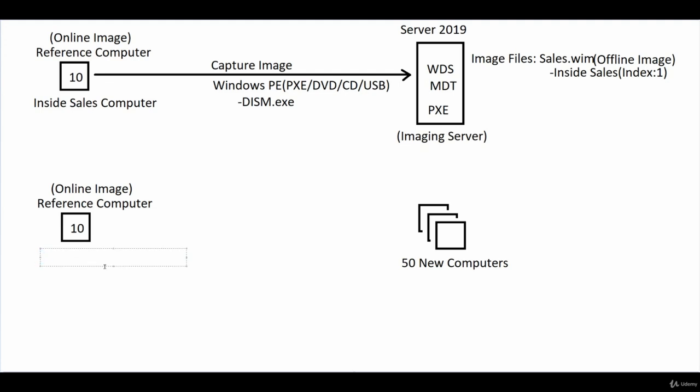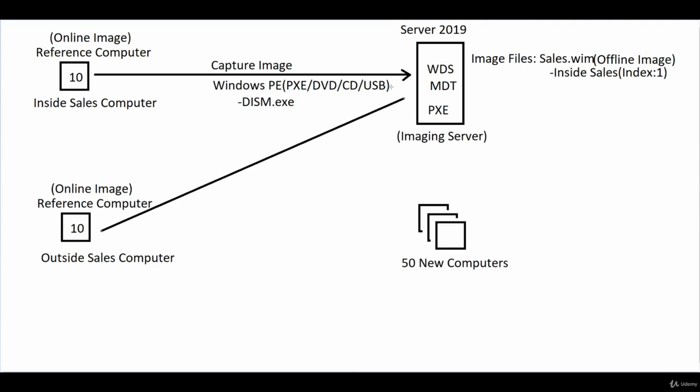So imagine if you set up another reference image here. Okay, Outside Sales Computer, and it's slightly different than Inside Sales. It needs slightly different applications and things like that. So believe it or not, we could capture that image the exact same way that we captured the first image. We use Windows PE, DISM, capture the image, except this time we're going to store it in the same file, but it's going to be called Outside Sales, and it'll be an index number of 2.